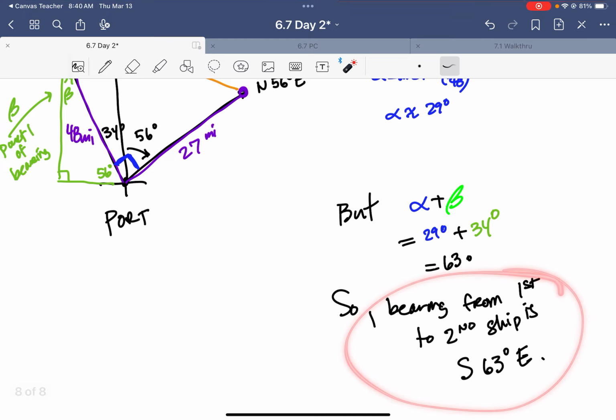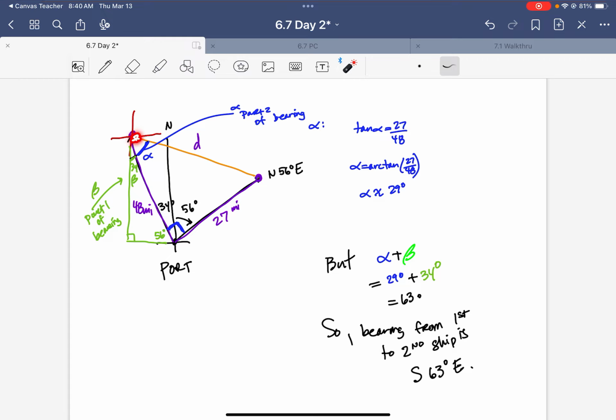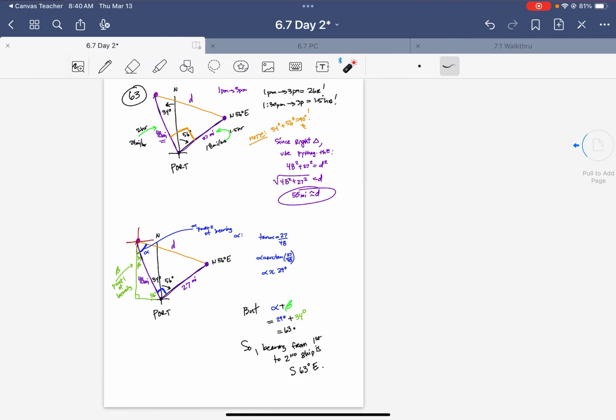So the bearing from the first to the second ship is going south but opening up 63 degrees east. And that's it. Have a great day.